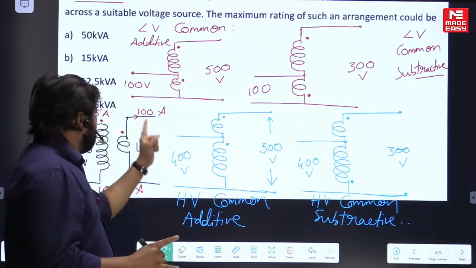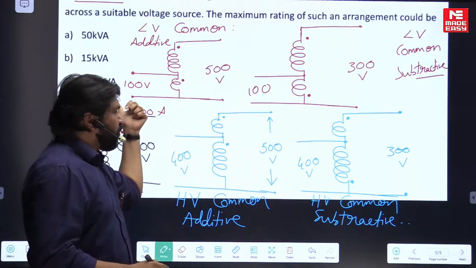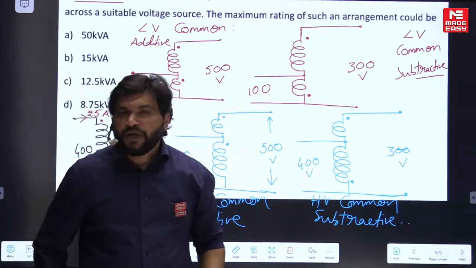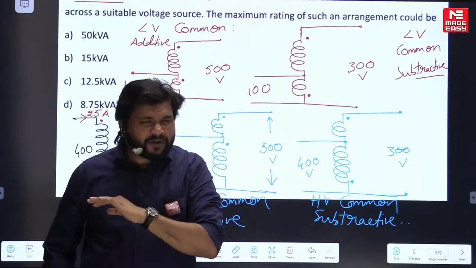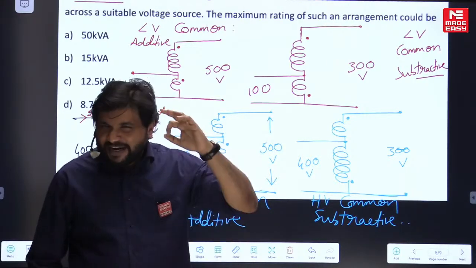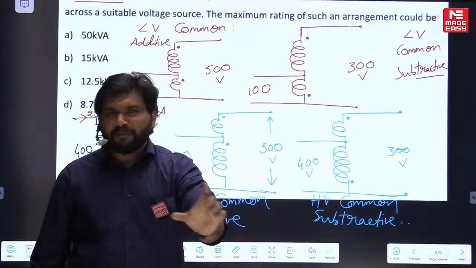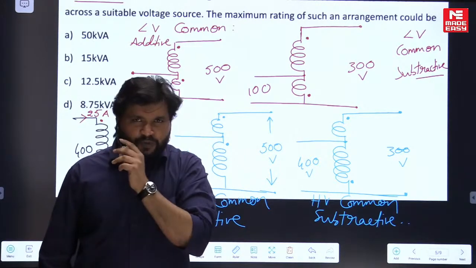Remember, whether you use this way or that way, every answer remains the same. This is what I want to convey. Whatever you calculate, rating, power transferred inductively and conductively, windings, currents in the windings, everything magnitude wise is the same. Numbers are same, answers are same. One small difference is there.